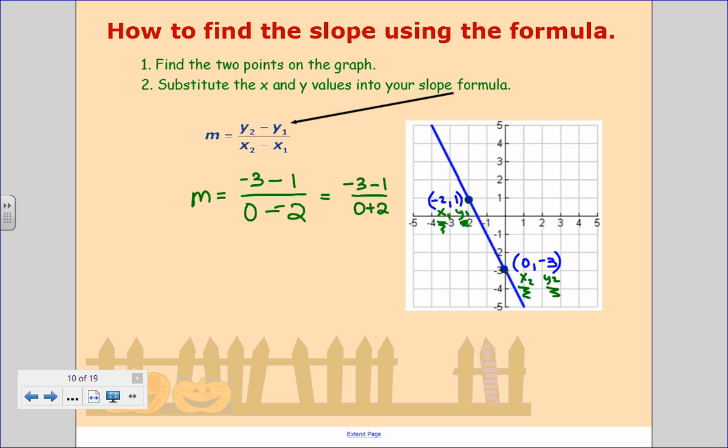The biggest thing I need you to notice is that it really didn't matter if this point was our x2, y2, and this point was our x1, y1. What mattered is that if I pulled the y value from this point first, then I had to pull the x value from this point first. So really you're just deciding which point am I pulling from first, and just stay consistent. Once you've done that, you can simplify your slope.